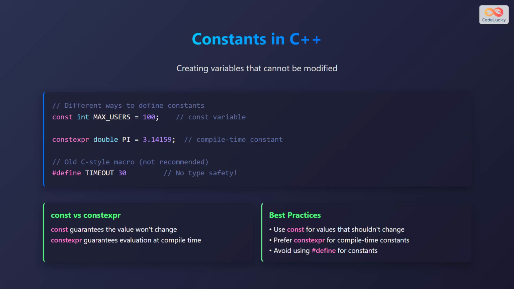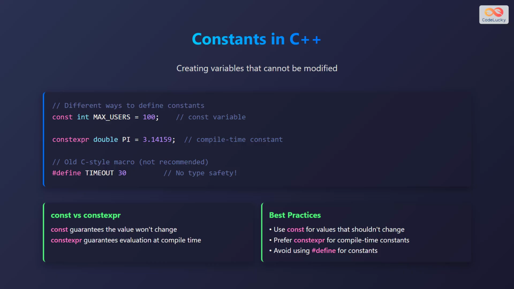Constants are variables whose values cannot be changed after they are initialized. C++ provides several ways to define constants. We can use the const keyword to declare a constant variable. For example, const int max_users = 100. This declares a constant integer variable named max_users with the value 100.